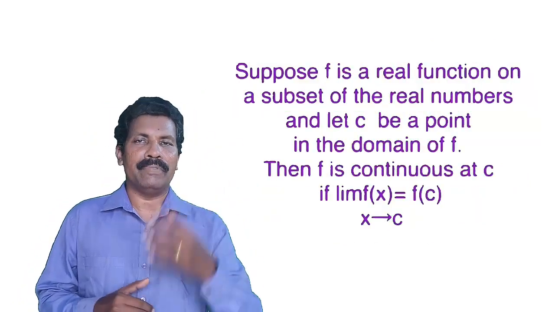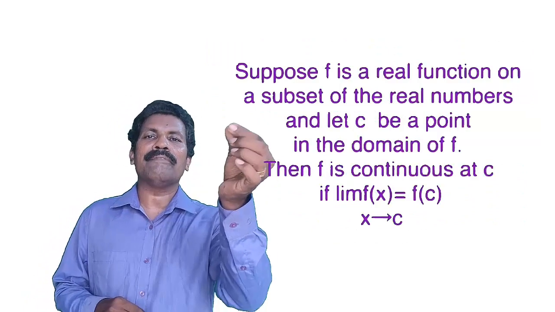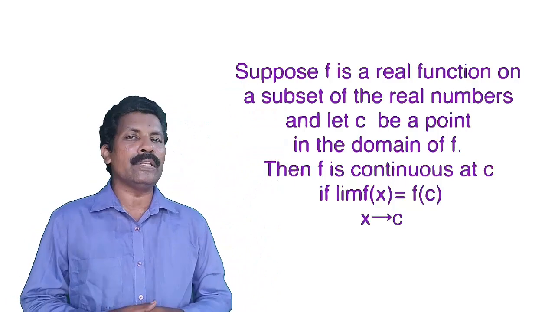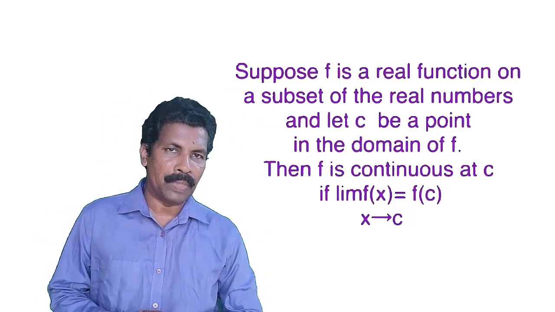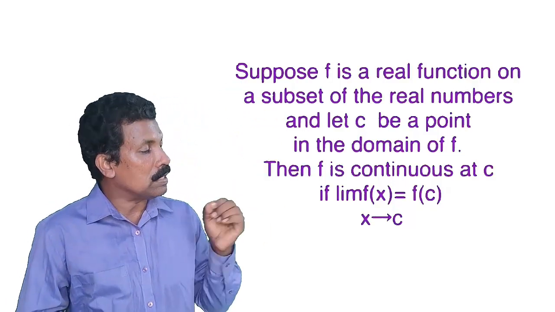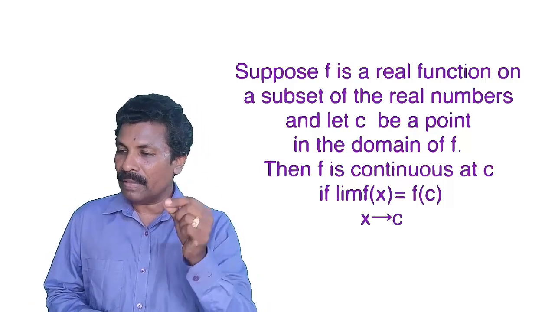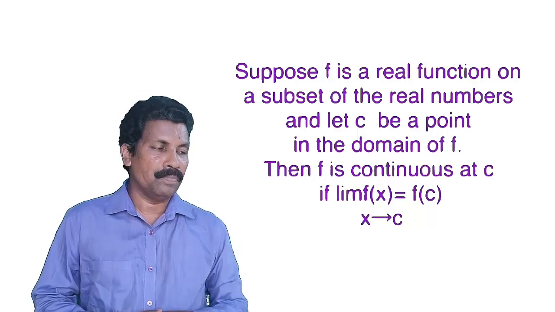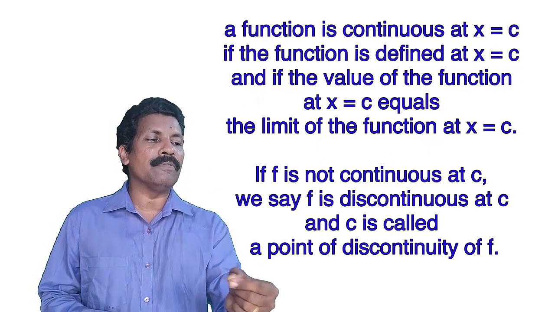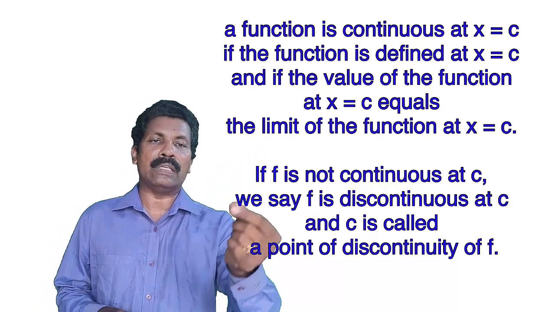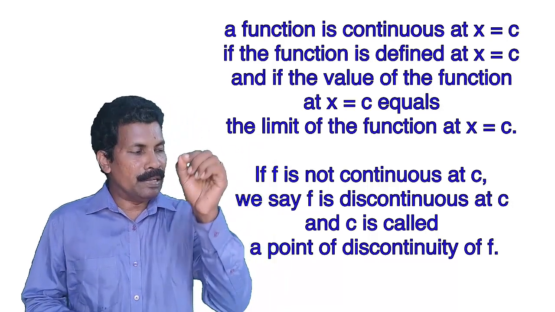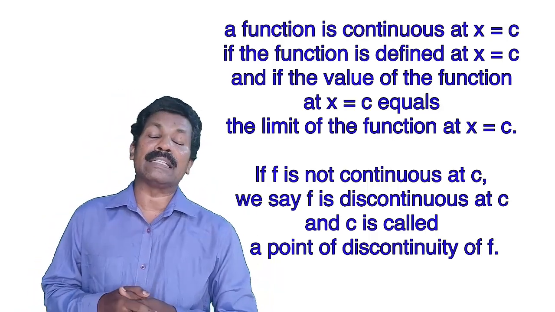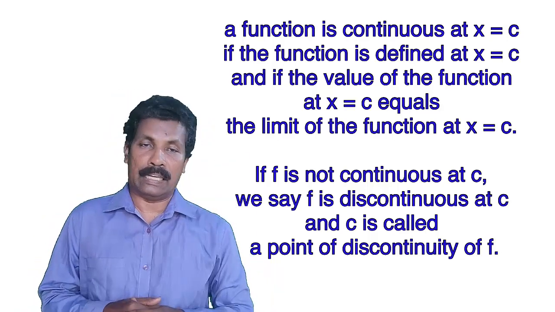So in a formal way we can say, suppose f is a real function on a subset of real numbers and let c be a point in the domain of f, then f is continuous at c if limit of f(x) as x tends to c is equal to f of c. That is, the value of the function at x equal to c equals the limit of the function at x equal to c, then one can say that the function is continuous at that point x equal to c.